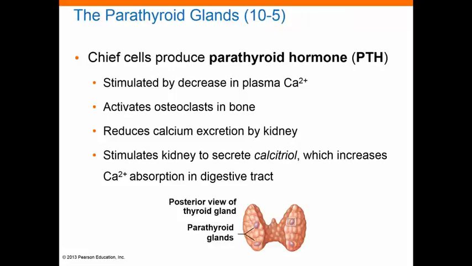The parathyroid glands are paired, small glands embedded on the posterior surface of the thyroid. Chief cells in the parathyroid glands produce parathyroid hormone, or PTH. Parathyroid hormone is stimulated by a decrease in plasma calcium ion concentrations and has been shown to activate osteoclasts in the bone. Parathyroid hormone also reduces the calcium excretion by the kidneys and stimulates the kidneys to secrete calcitriol. Calcitriol has been shown to increase calcium ion absorption in the digestive tract.